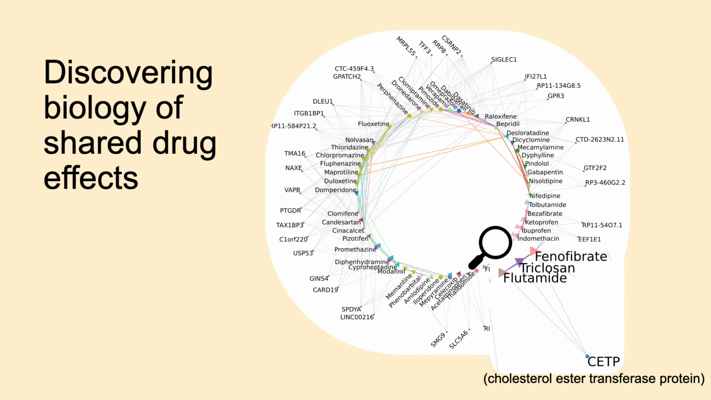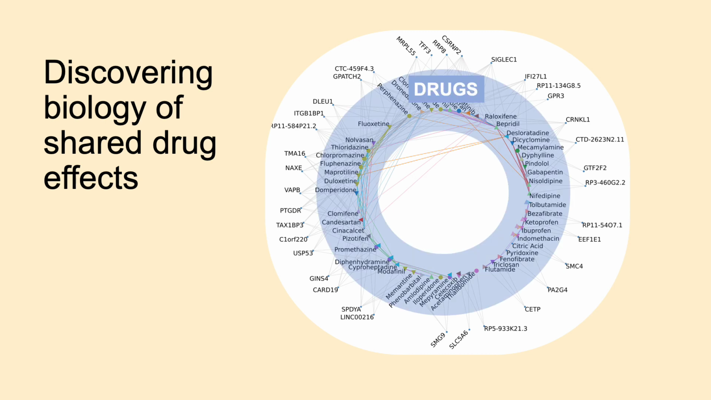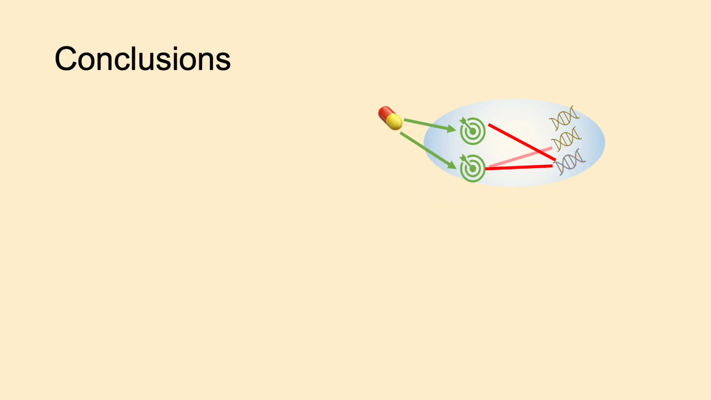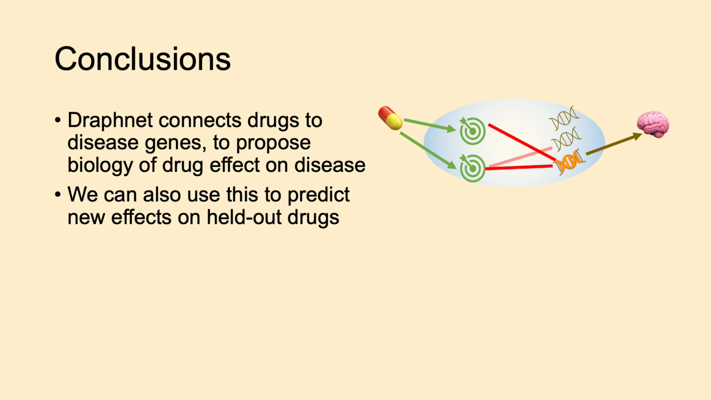So this is just an example, but we have a whole network that we create connecting drugs to each other based on their shared effects on disease genes and connecting drugs to disease genes as well. So we're able to learn a new categorization of drugs. So in conclusion, DraftNet connects drugs to disease genes to propose the biology of drug effect on disease. And we can also use this to predict new effects on held out drugs.